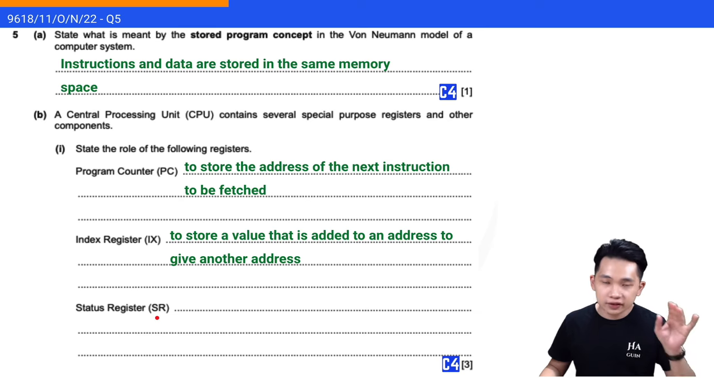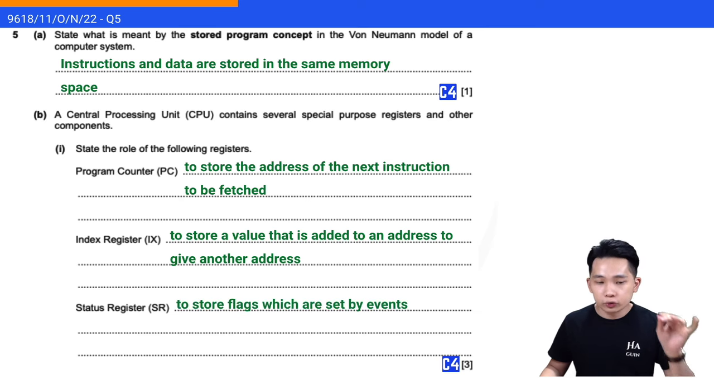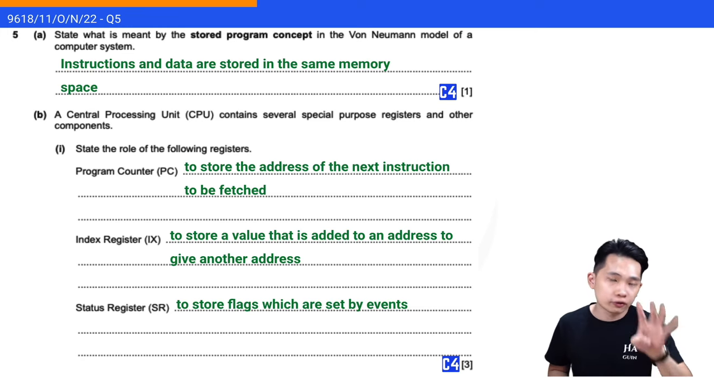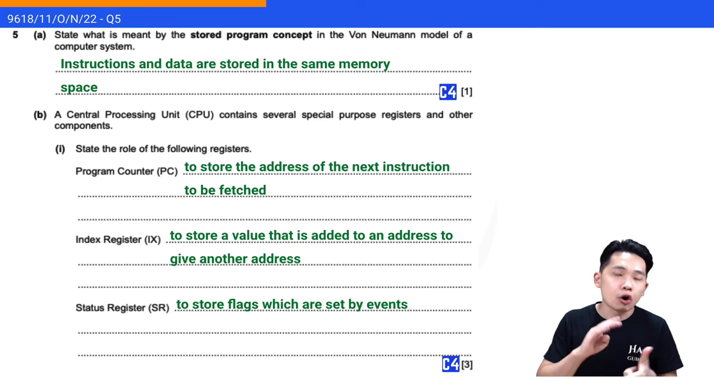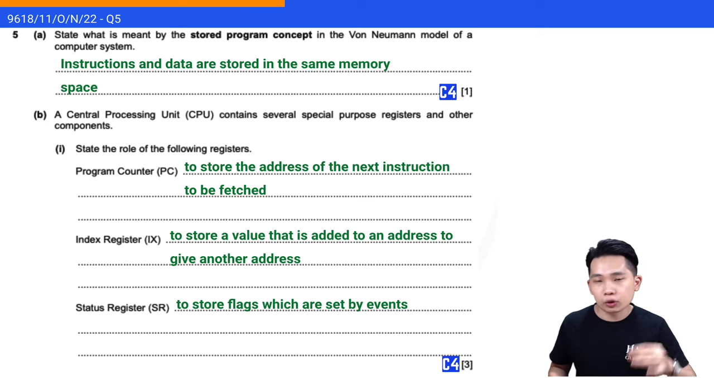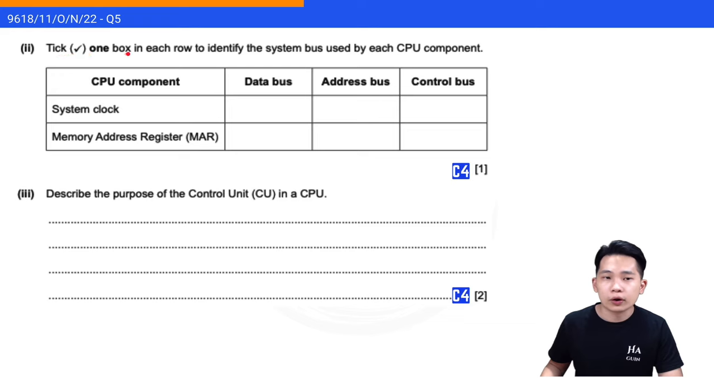And next would be the status register. So the status register is used to store flags which are set by events. So there are actually 4 flags, which are carry flag, overflow flag, negative flag, as well as zero flag. I actually talked more about these flags in the crash course video. Next would be, tick 1 box in each row to identify the system bus used by each CPU component. So the system clock actually uses the control bus, whereas the memory address register actually uses the address bus.